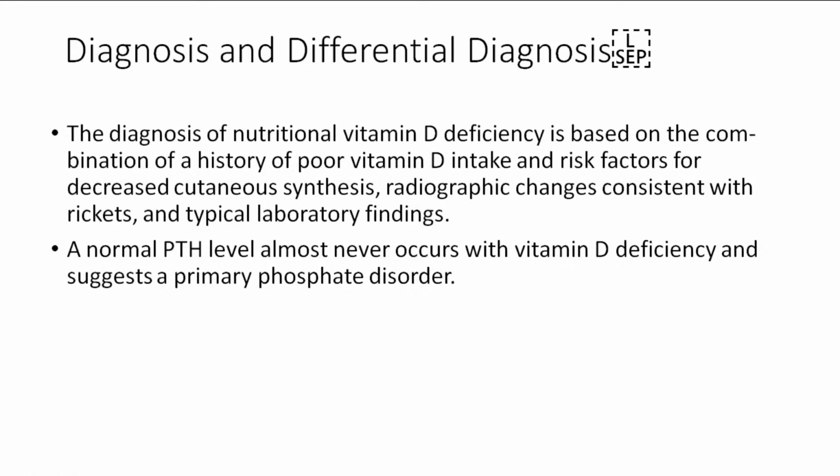Diagnosis and differential diagnosis. The diagnosis of nutritional vitamin D deficiency is based on the combination of the history of poor vitamin D intake and risk factors for decreased cutaneous synthesis, radiographic changes consistent with rickets, and typical laboratory findings. A normal parathyroid hormone level almost never occurs with vitamin D deficiency and suggests a primary phosphate disorder.